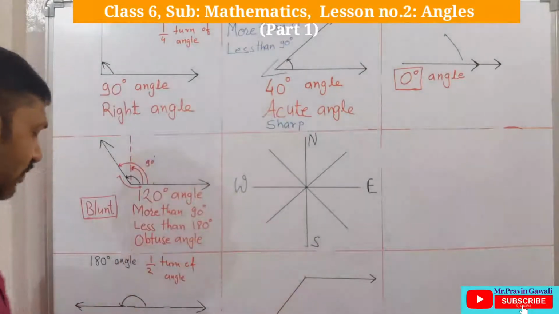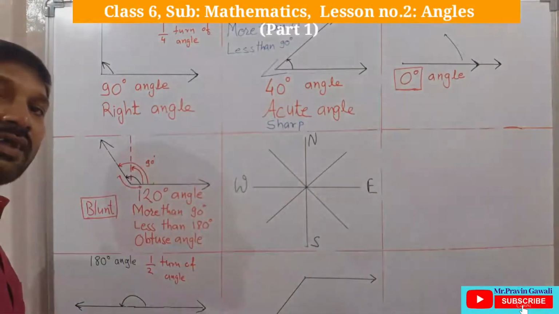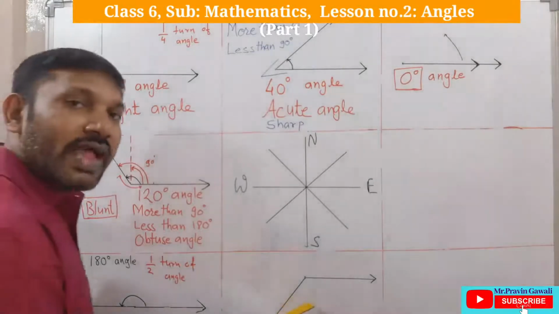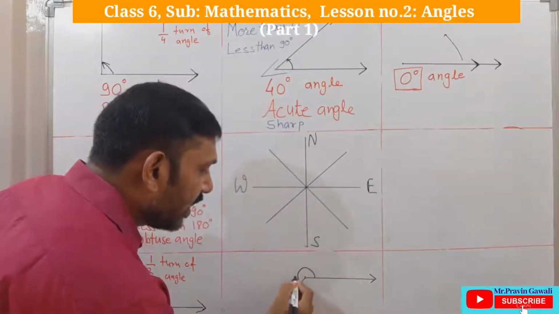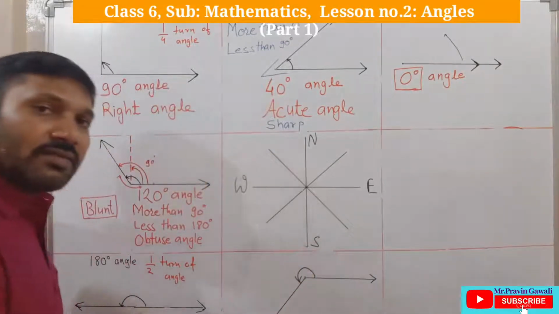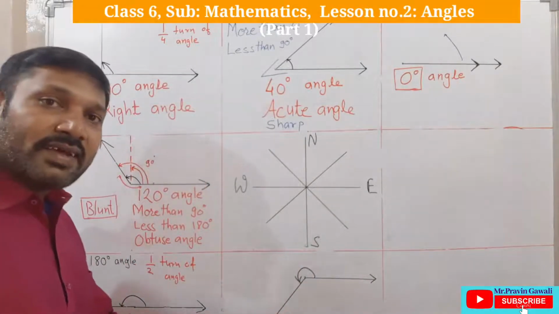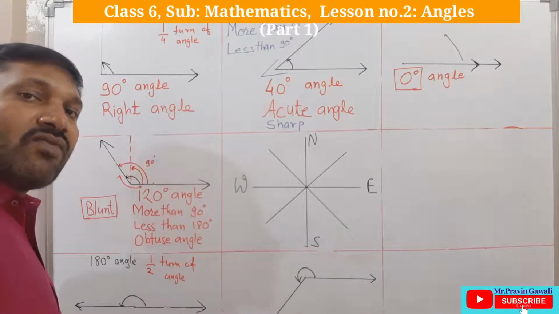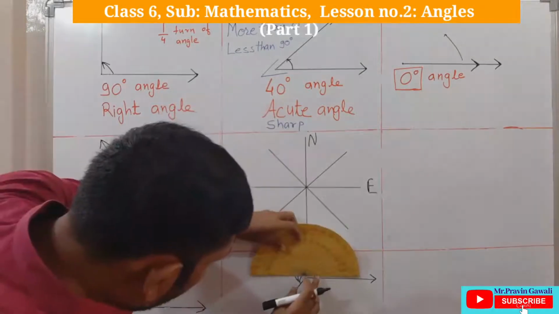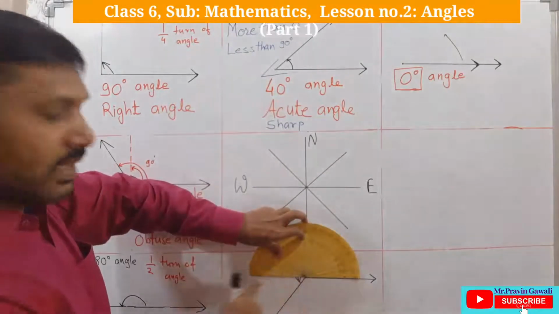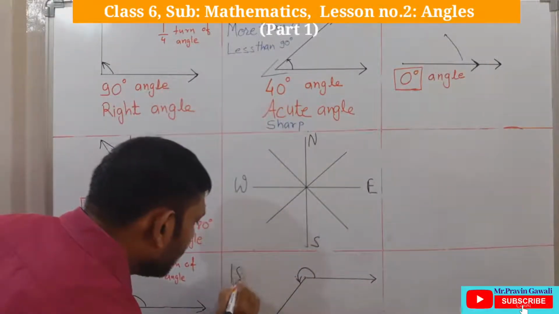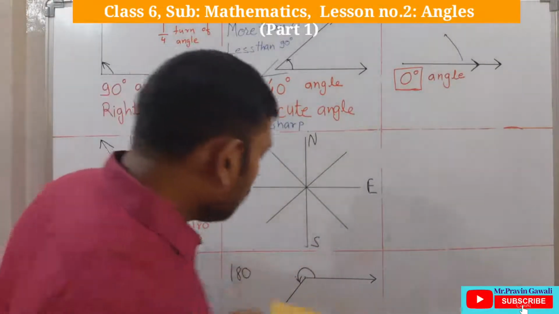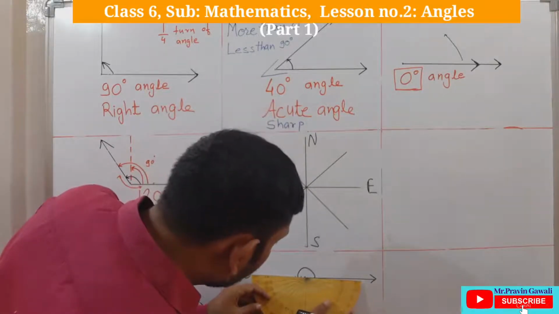See, student, if this hand moves further, then such kind of angle it forms. Okay, student, we will measure it and then I will tell you the name of this angle. See, student, this much is 180 degree. Now again we will measure it.